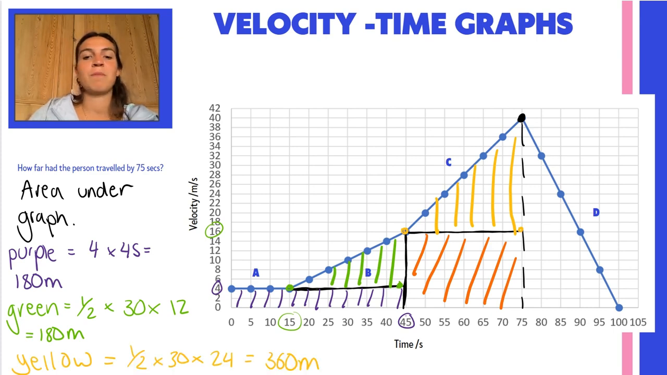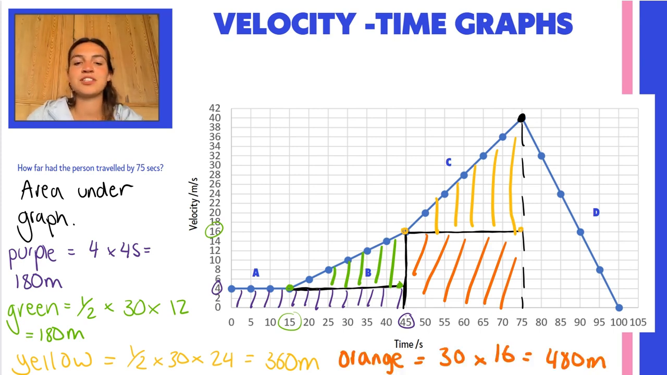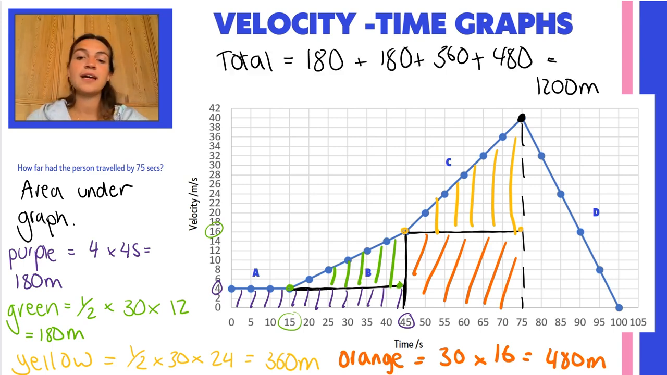Then I'm going to move on to my yellow triangle here. That's a half multiplied. The base there is between 45 and 75, so that's 30. And the height is between 16 and 40 there, so that's 24. And that is 360 meters total. And then finally, my orange section there has a base again, similar to my yellow, of 30, and it is a height of 16, so 480. Then I just need to add them all together, and that gives me a total distance of 1200 meters.